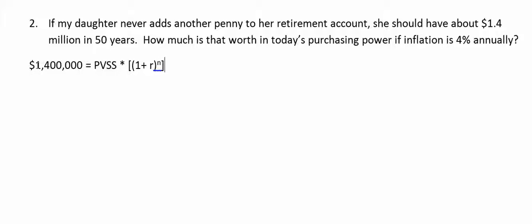So again, I'm using that future value of a single sum. That 1.4 million was my future value. I don't know my present value. That's what I'm trying to find out. I do know my rate this time. My rate is my inflation rate. That's 4%. And my N is 50. I have enough information now to pop over to the future value interest factor table and find this answer if I don't want to do it on my calculator.